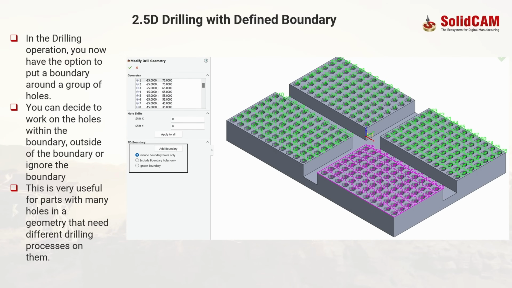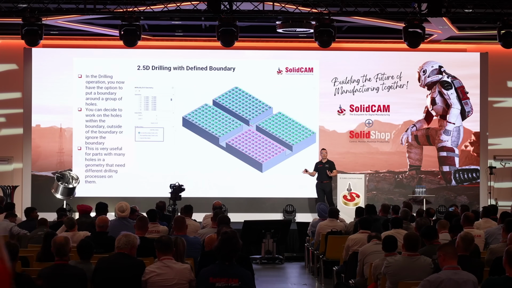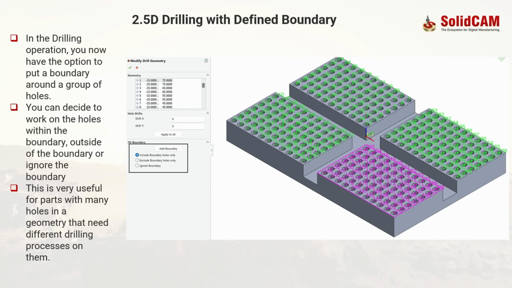Let's go next. I love this feature as well. In drilling, many times I click on the surface and I get a lot of holes already selected. Now you have an option to select the boundary to include or to exclude the selected holes. And this is a very nice feature. Let's go next.